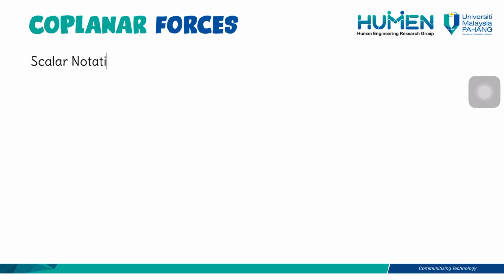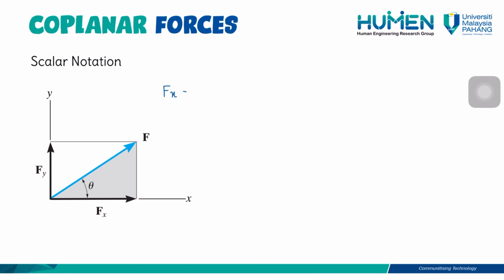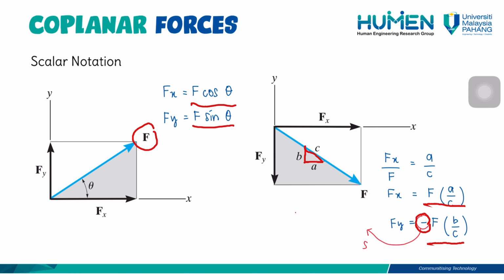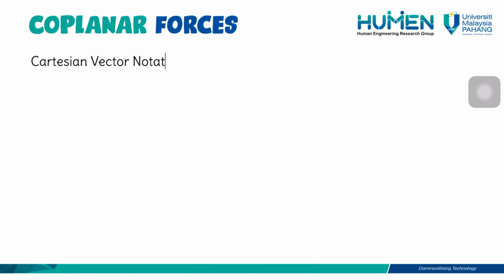So these are coplanar forces in scalar notation. You can write, based on this resultant force F, Fx equal to F cos theta and Fy equal to F sin theta. While in the triangle components C, A, B, you can write Fx as F times A over C and Fy as F times B over C. However, for Fy, since the direction of F is going downward, the negative represents the direction along the negative y axis.